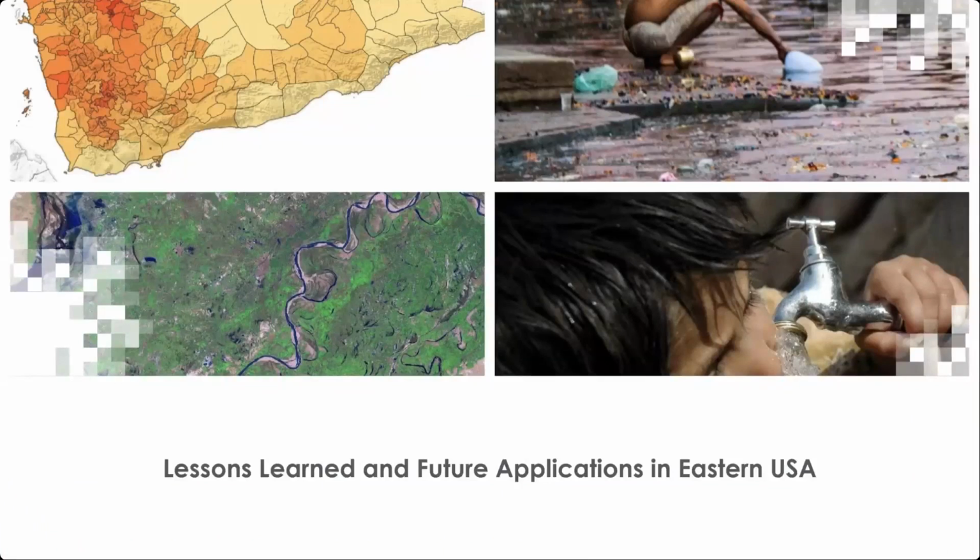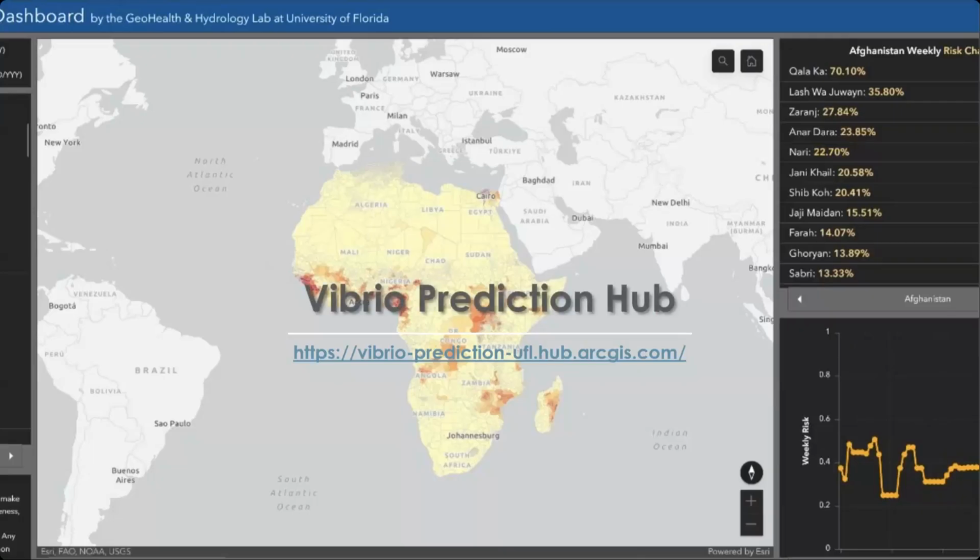And then we are also going to talk about how the lessons that we've learned from cholera can be applied to future applications in the Eastern United States with vibriosis and with other Vibrio species. The main place that we've been keeping track of our lessons learned from cholera is on the Vibrio Prediction Hub. The Vibrio Prediction Hub is where we post all of our cholera risk maps. And we also have some information on there with the other Vibrios that we've been studying, not just in the United States, but around the world.